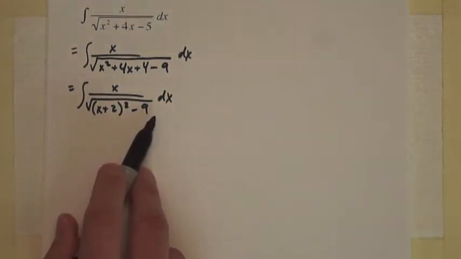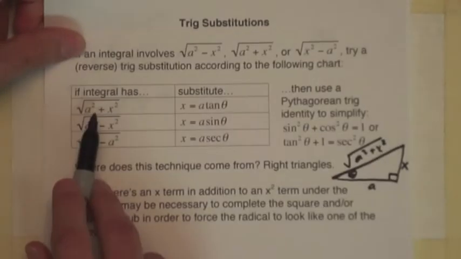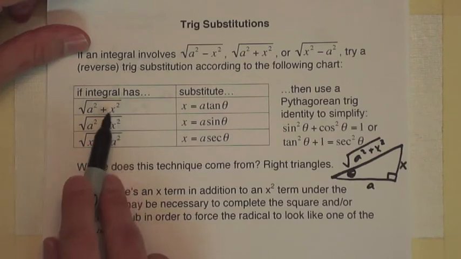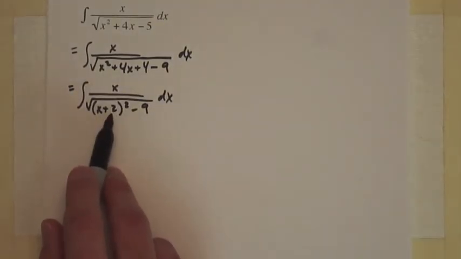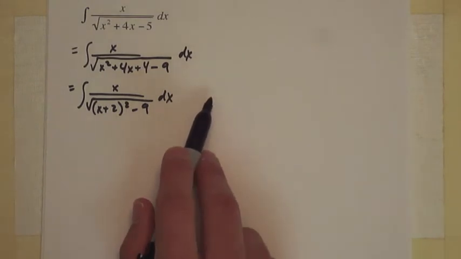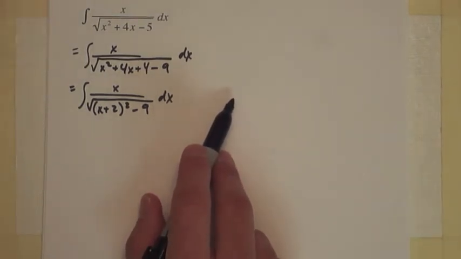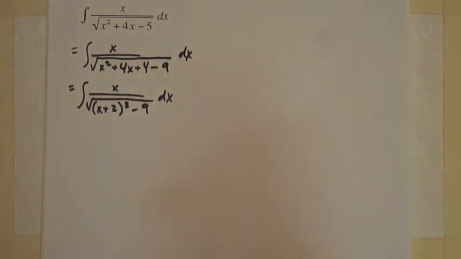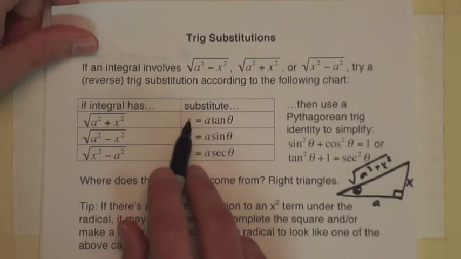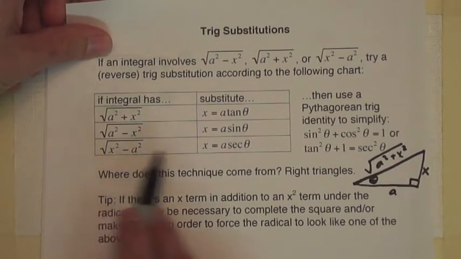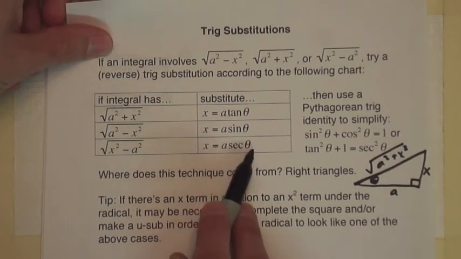Now this does look like one of these cases. It's a variable squared minus a number squared. And in this case, our variable is x plus 2. And if that's really confusing to you, you could do a u substitution at this point, u equals x plus 2. But I'm going to skip that step and instead just work with the x plus 2. So our variable here, let's see, which case are we in? We're in the x squared minus a squared type case. So that's this case. We should substitute x equals a secant theta.